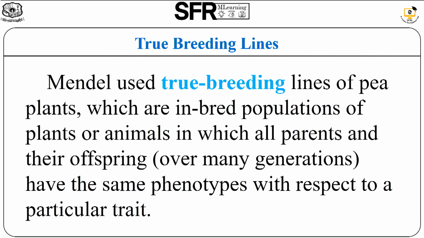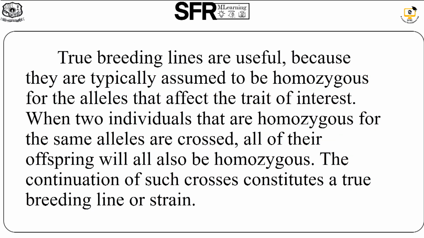Mendel used true breeding lines of plants, which are inbred populations of plants or animals in which all parents and their offspring, over many generations, show the same phenotypes with respect to a particular trait. True breeding is nothing but these lines.